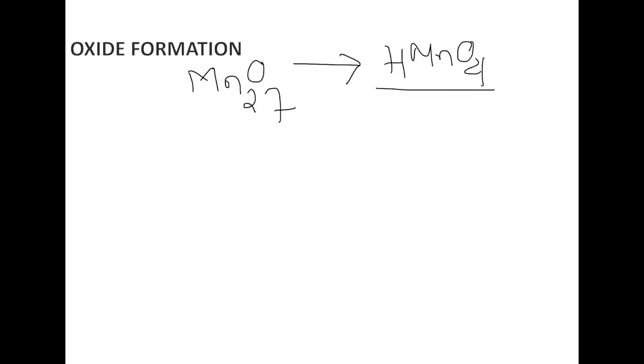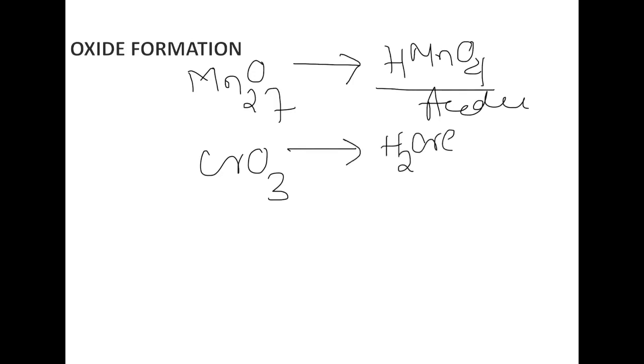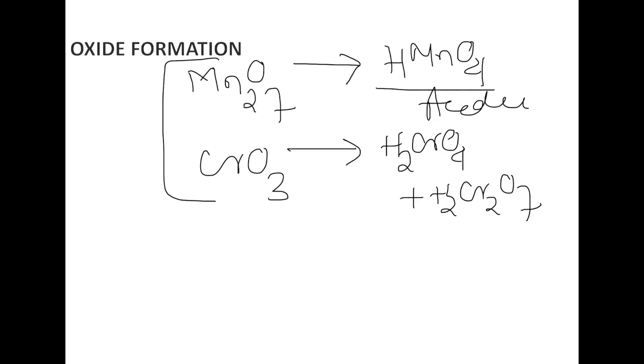Again, higher oxides are usually acidic in nature. For example, Mn2O7 is acidic in nature. This can be converted to HMnO4. This nature is acidic. And CrO3 is converted to either chromic acid or dichromic acid, H2Cr2O7. So these two oxides are usually acidic in nature.